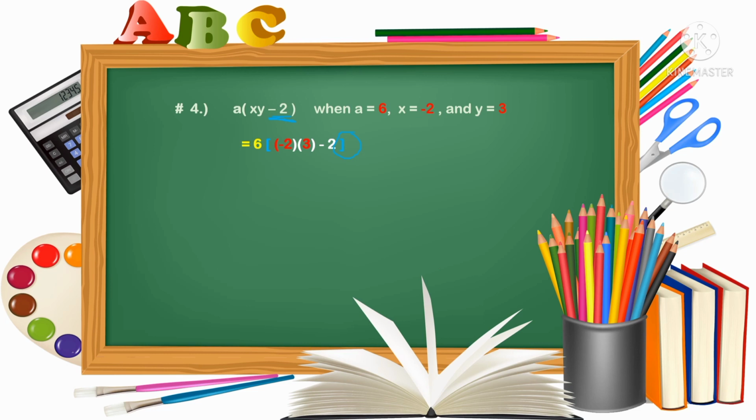So let's solve first what is inside the bracket. The negative 2 and the 3, then minus 2. Because the 6 is already given, you have to copy it. Negative 2 times positive 3 becomes negative 6 because they are in different signs, so our answer must be negative.